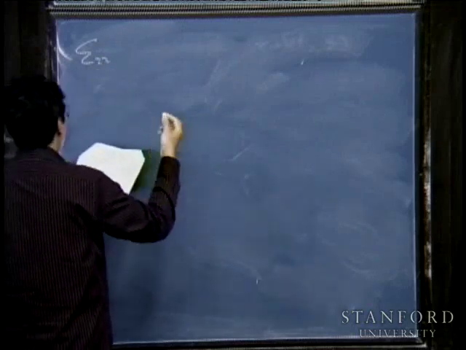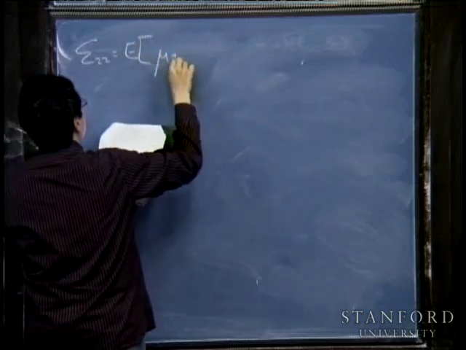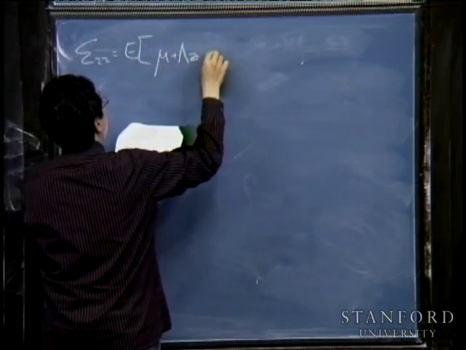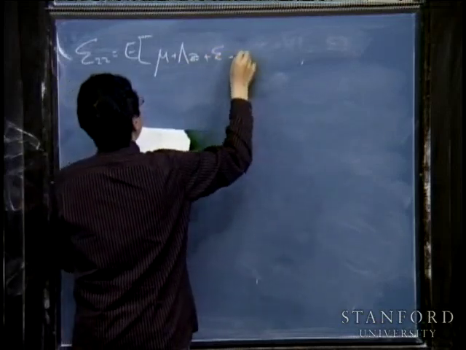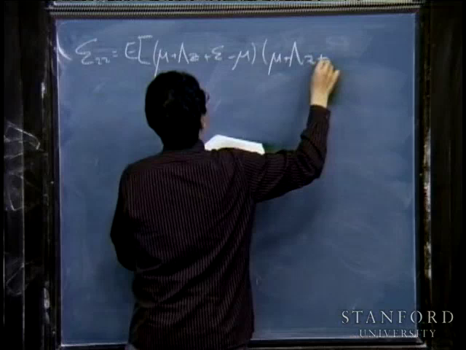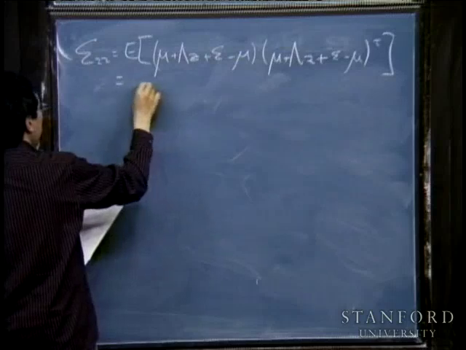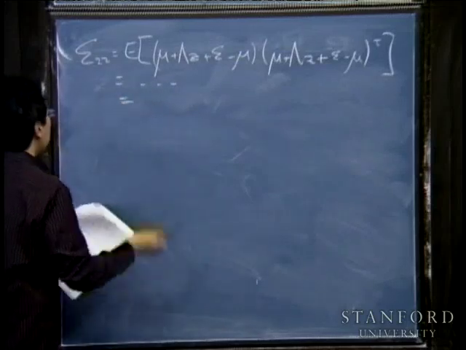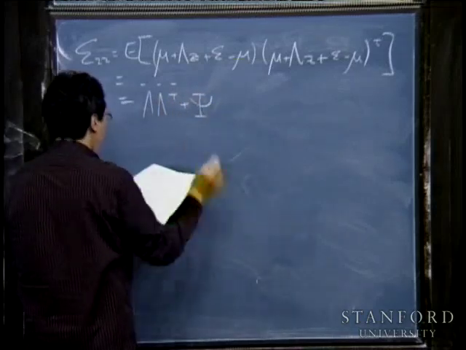So the final block is sigma 2,2, which is equal to the expected value of (mu plus lambda Z plus epsilon minus mu) times its transpose. I won't do this, but it simplifies to lambda lambda transpose plus psi. Okay?